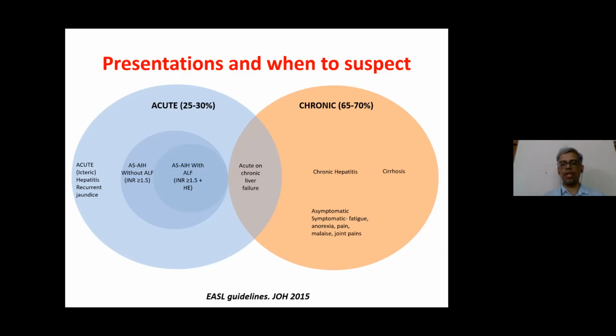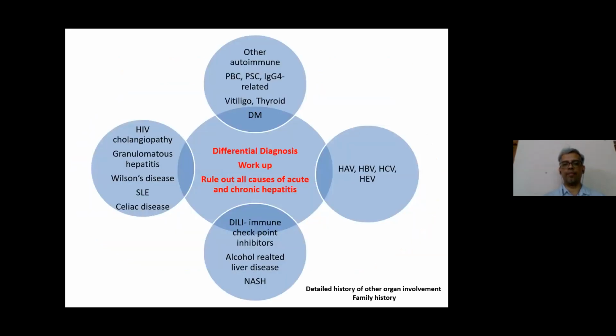So we should keep the possibility of a diagnosis of autoimmune hepatitis in every patient who comes to you with an acute presentation, chronic presentation, cirrhosis, decompensated cirrhosis, and even acute or chronic liver failure.